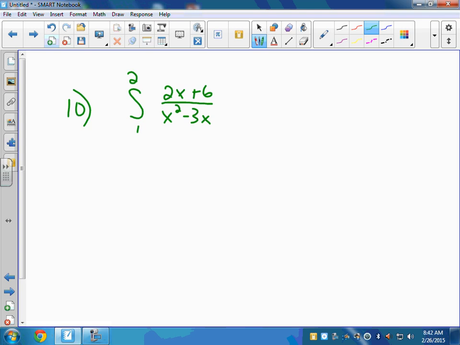I would say, okay, can I integrate this? Well, I can't separate addition and subtraction, so using algebra here is probably not a good choice. I could maybe think about picking the denominator as my u, which would equal x squared minus 3x, so du would equal 2x minus 3. Is there any way I can make 2x plus 6 turn into 2x minus 3? No. And so these are the strategies that I want you to be doing.